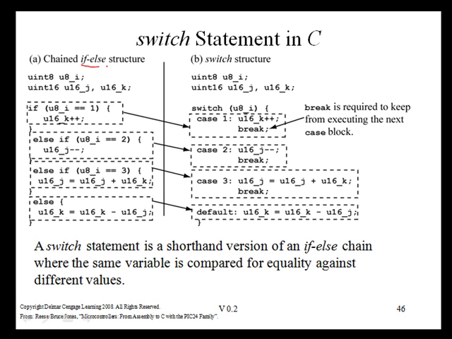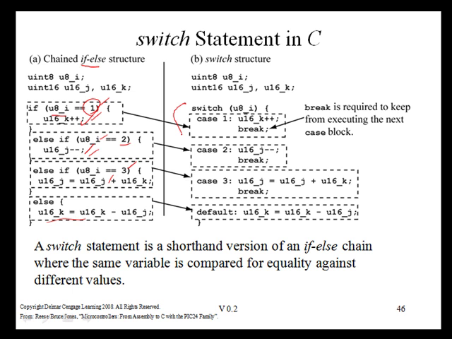So what about a chain if-else structure in which we're comparing a variable against some constant, and we're executing different code based upon that comparison? So here, if I is equal to 1, do this, else if I is equal to 2, do this, else if I is equal to 3, do that, else the default case we're going to do that.